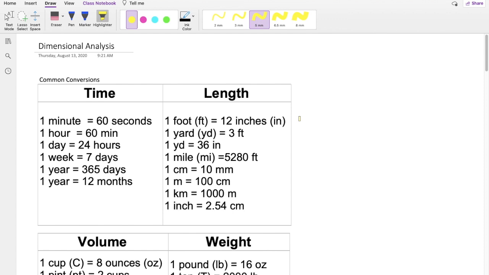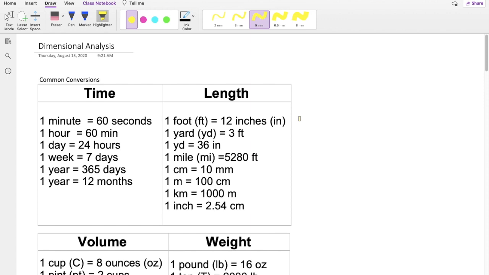In this video, we are going to be talking about common conversions as well as how to convert using the metric system. So to begin with, this is just a list of common conversions that you should know, especially time. At this point, you should all know these common conversions for time.